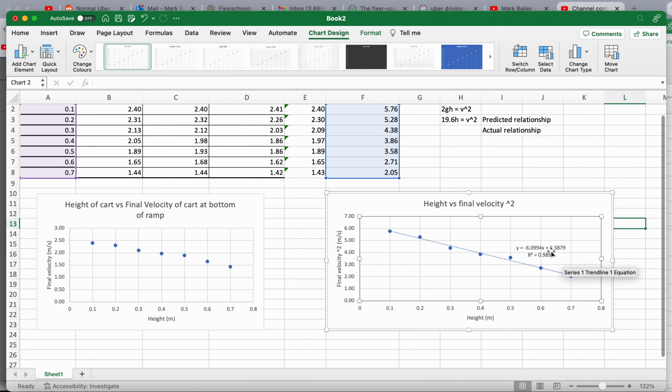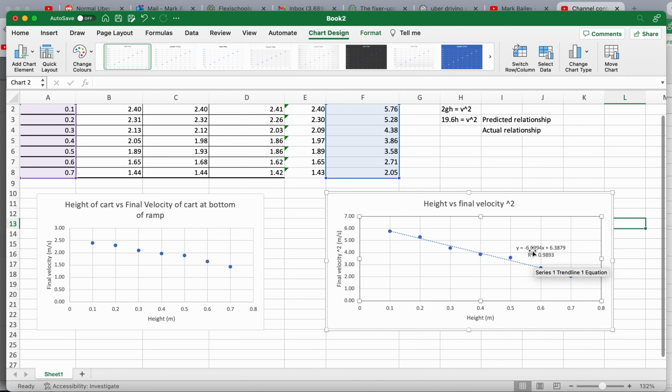Here we would expect this intercept to be 0, because at 0 height there's 0 velocity, but we've actually got plus 6.3879 here, so some sort of error has crept in. It could be a number of different things, like the exact point where you launched the cart. It could be all sorts of things. We would expect that to be 0, but we've got a bit of error there, which is normal.